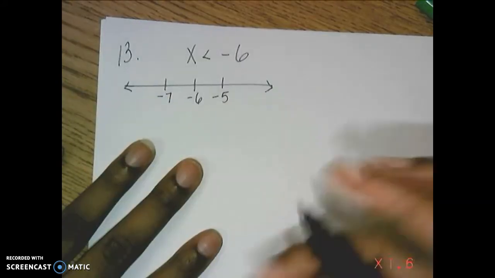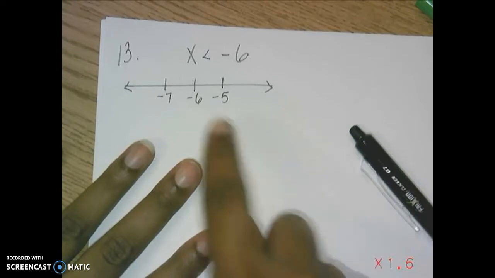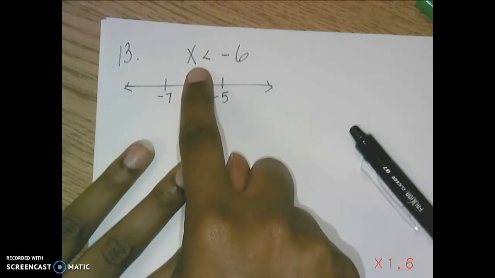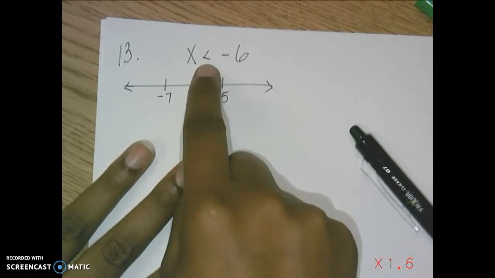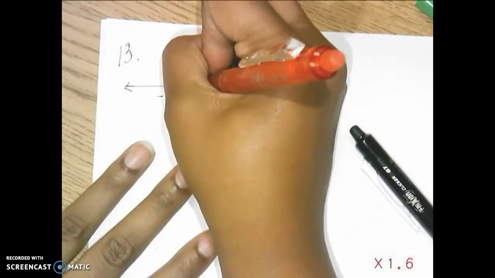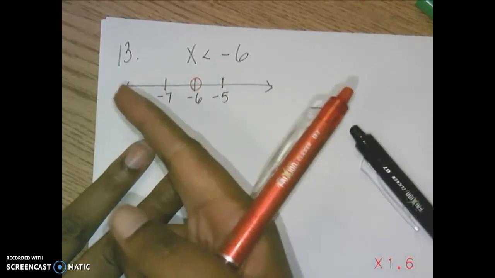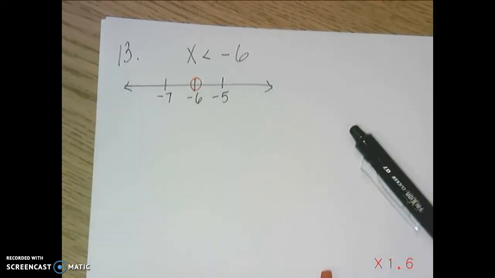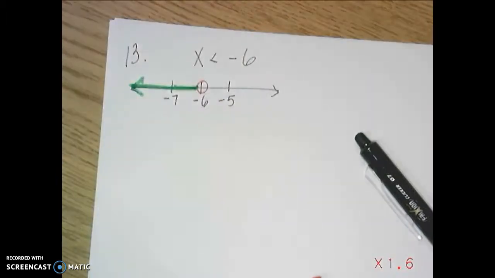What you have here, this one, the direction says to draw a graph for each inequality. So the given inequality that we have is X is less than -7. Now, since there is no line at the bottom of our inequality, our dot or our point will have an open circle. Okay? So my open circle is going to start at a -6. And because my less than sign is pointed to the left, I'm going to shade to the left. All right? And that's your inequality.